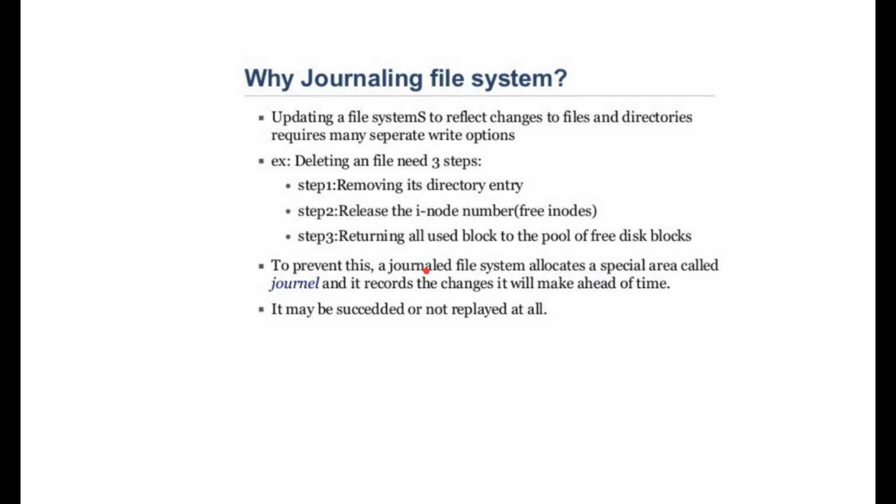So to prevent this, the journaling file system allocates a special area called the journal and records the changes it will make ahead of time. For example, earlier the fsck command would delete all the files, removing inodes. So the system will remove all these and delete the files which are unused. But journaling will maintain a record. It will maintain a record of what changes are to be done ahead of time, so that they will be done before in your file system.